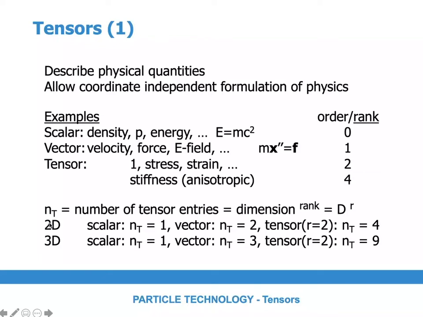So in 2 dimensions, a scalar has 1 entry, 1 value. A tensor has rank 2, and that means 4 entries. In 3D, scalar, vector, tensor, 9. That is the matrix which we are working with all the time. So this is how the number counting works.